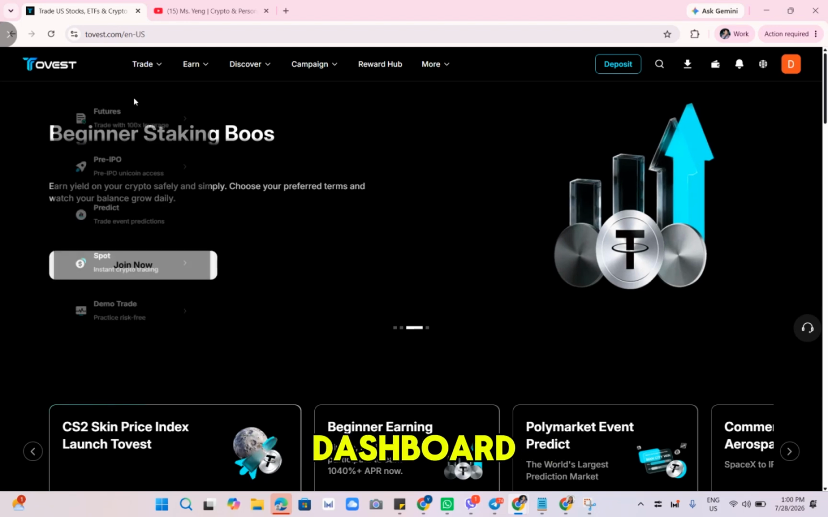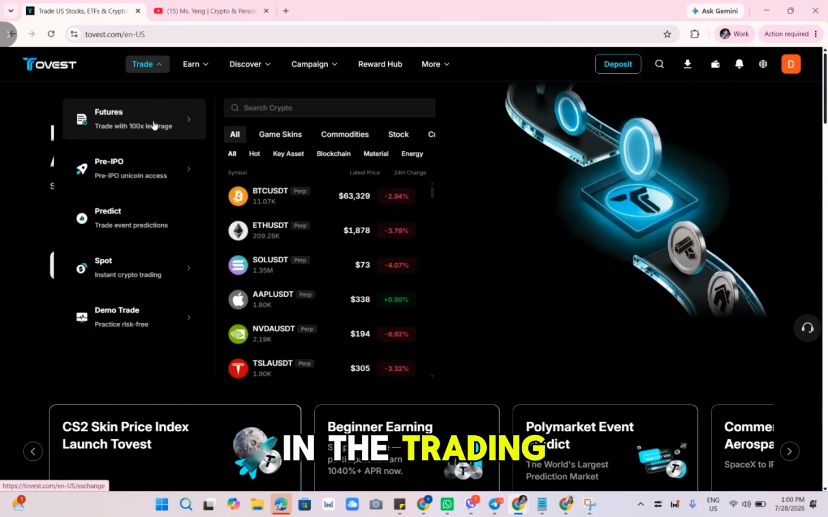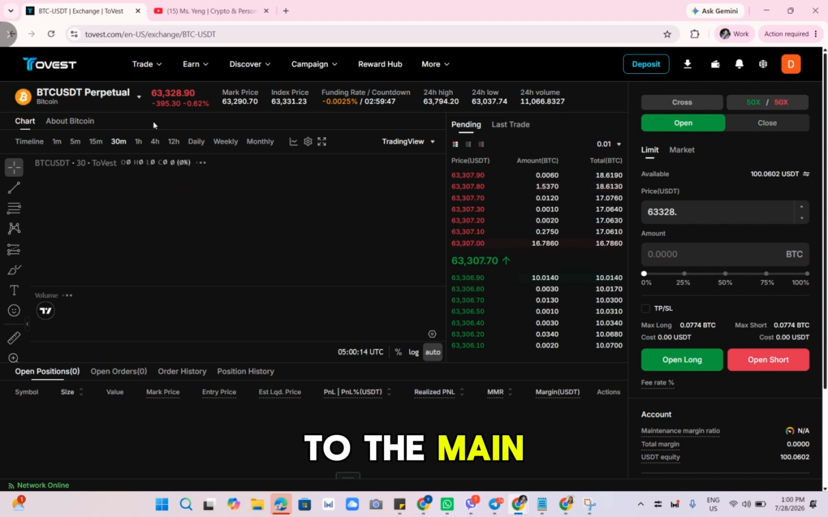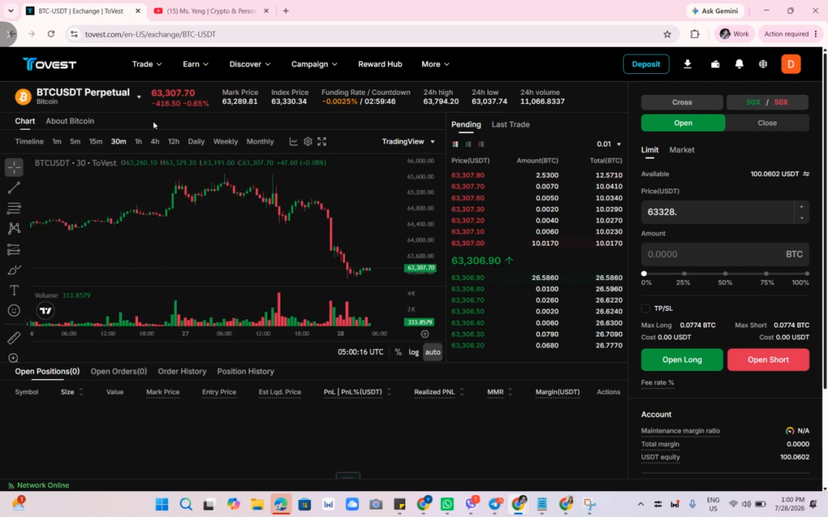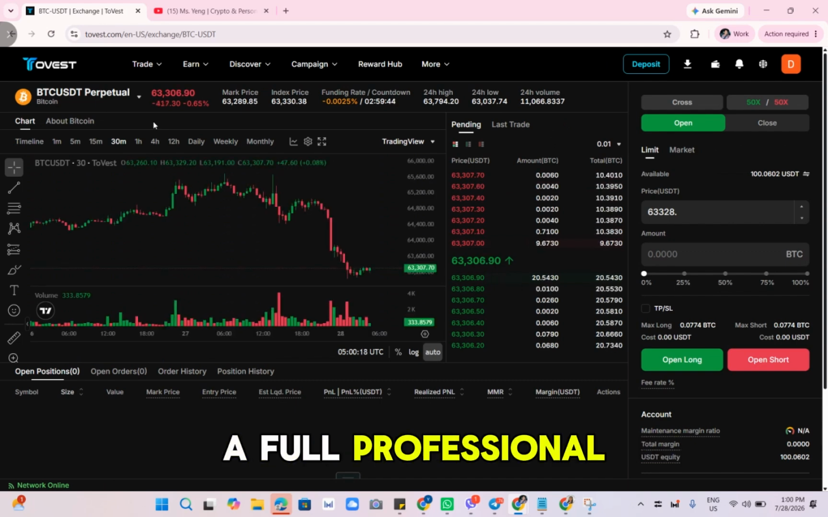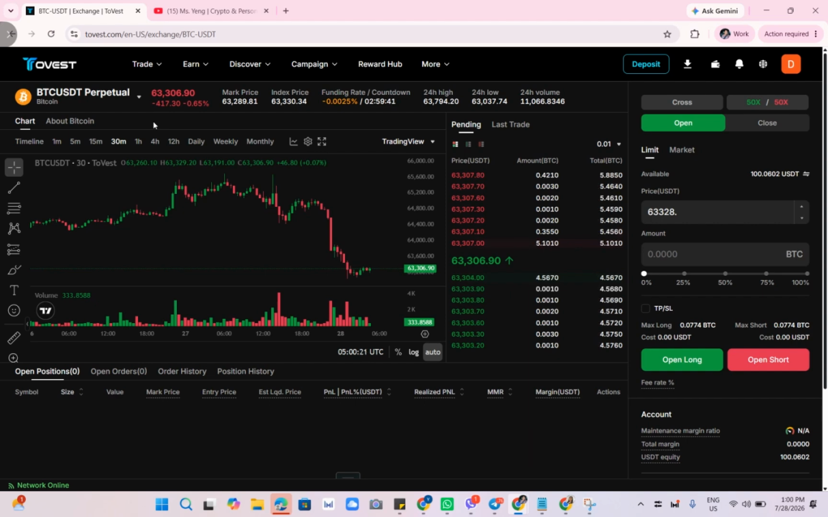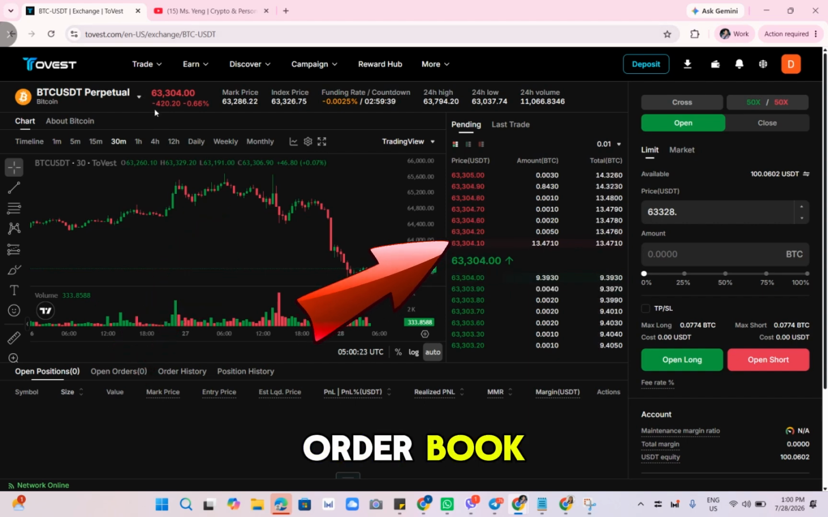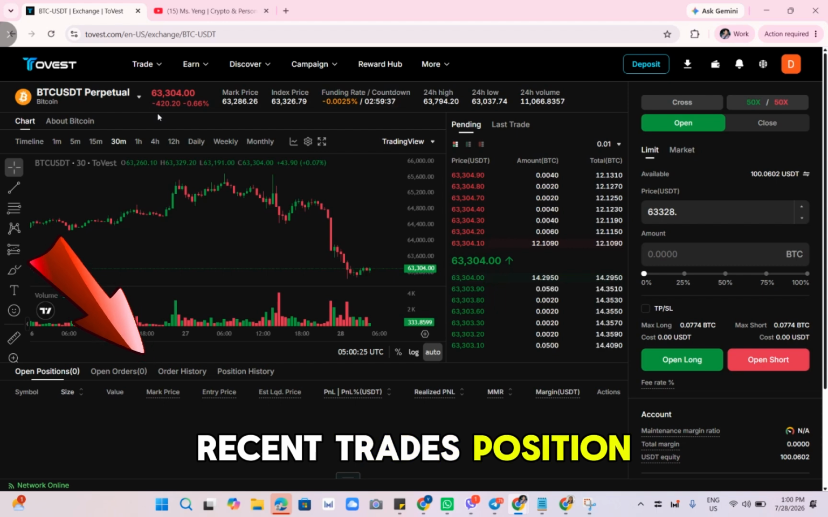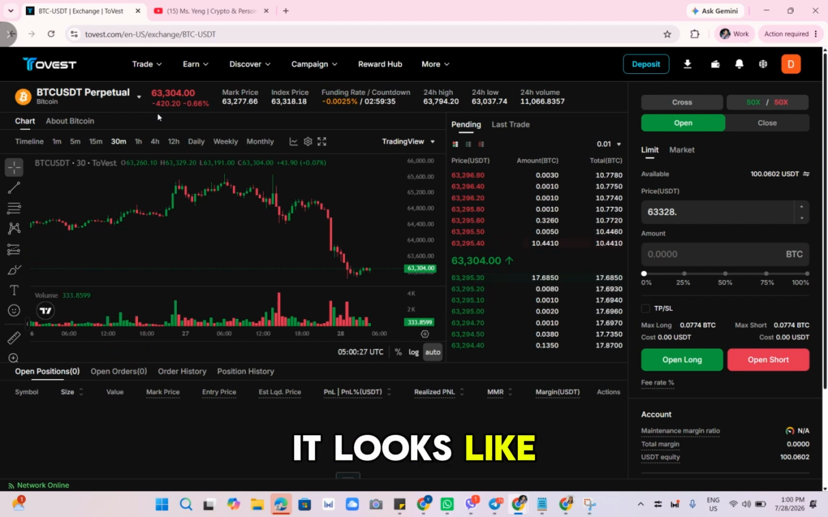From your Tovest dashboard, click on Futures in the trading menu. This takes you to the main futures exchange interface. First thing you notice, this is a full professional trading interface. Candlestick chart, order book, recent trades, position panel at the bottom. It looks like a lot at first, but let me break it down for you.